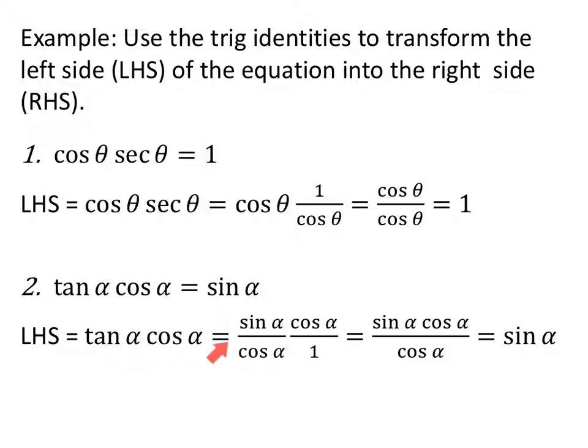So I replace tangent of alpha with sine of alpha over cosine of alpha. When I have two fractions being multiplied, I multiply the numerators, I multiply the denominators. But look at that. Cosine of alpha is going to cancel, and I'm left with the right-hand side, sine of alpha.